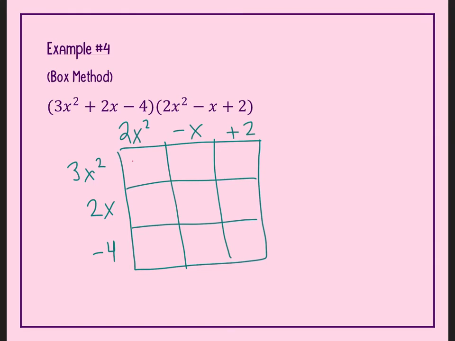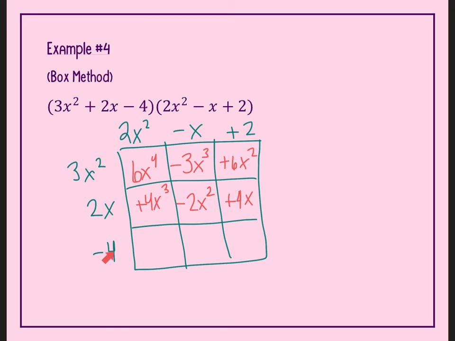So 3 times 2 would be 6x to the 4th. Then I'm going to have minus 3x cubed, because I multiplied. Then 3x squared times 2 is a plus 6x squared. Okay. My second row, I'm going to take this number and multiply it by all 3 of these. So I'm going to have a plus 4x cubed, minus 2x squared, and then plus 4x.